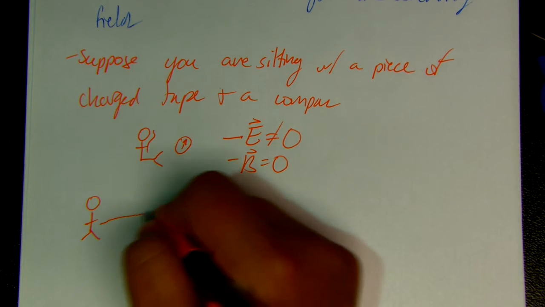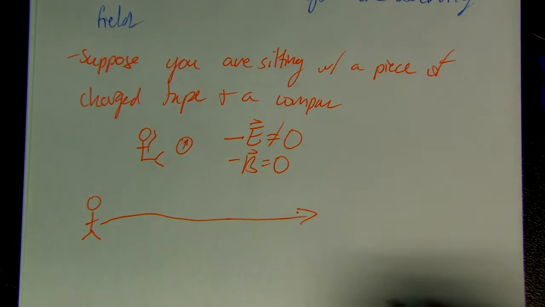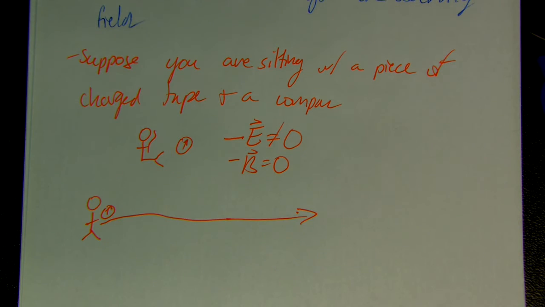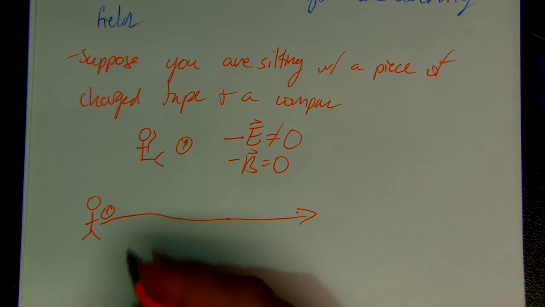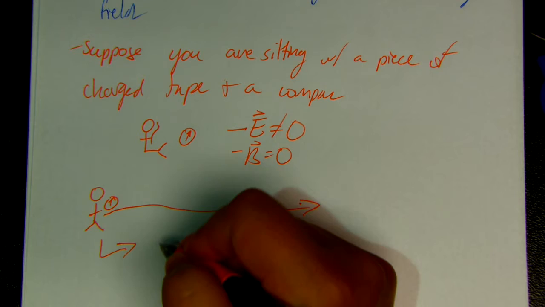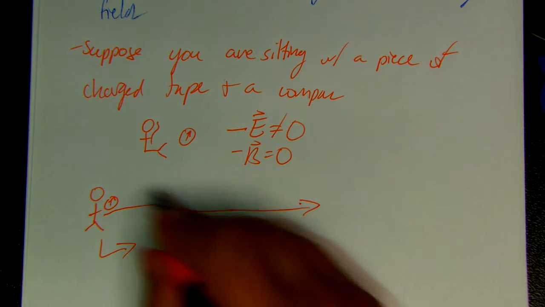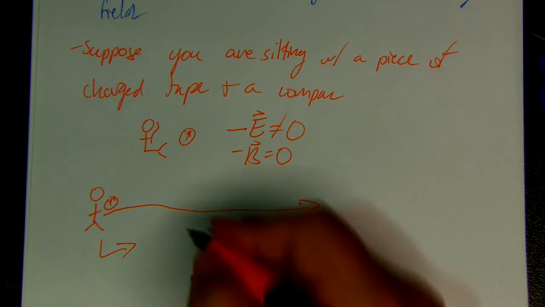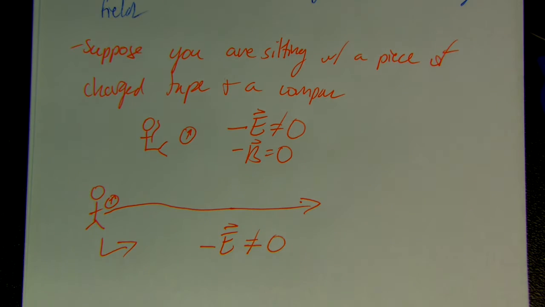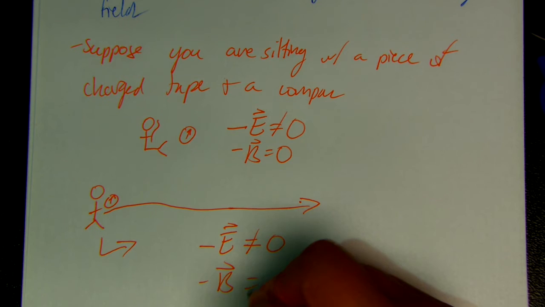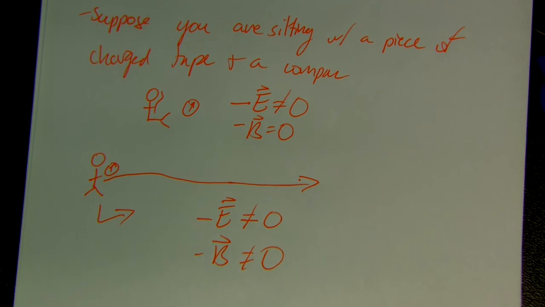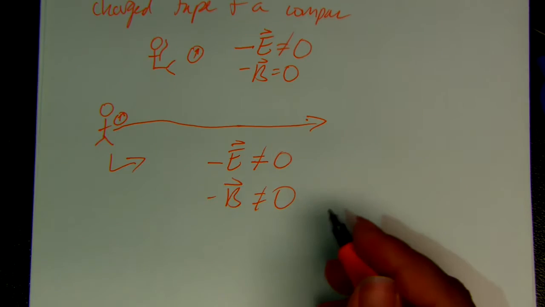Now, your friend is running around. There they are, running, and they're also holding a compass. And they run by you. Now, from their perspective, it will appear to them as though you are moving and they are still, and they will see the electric field from the tape, and they will see a magnetic field because from their perspective, the electric field is moving relative to their observation point.